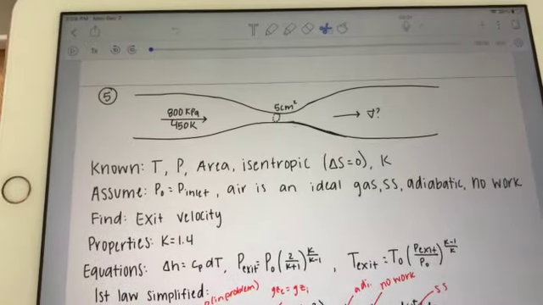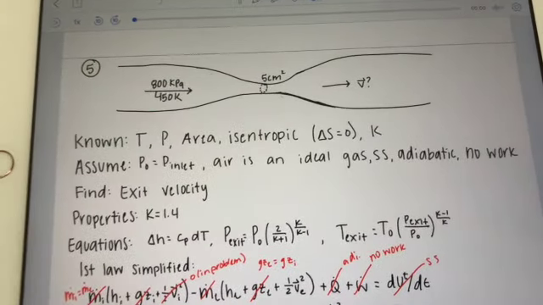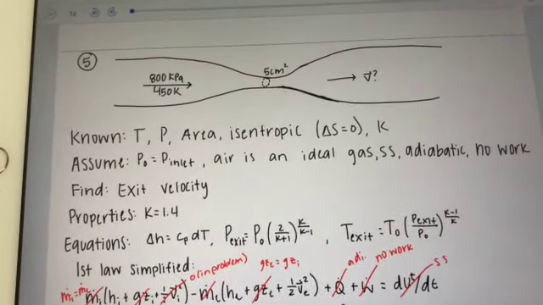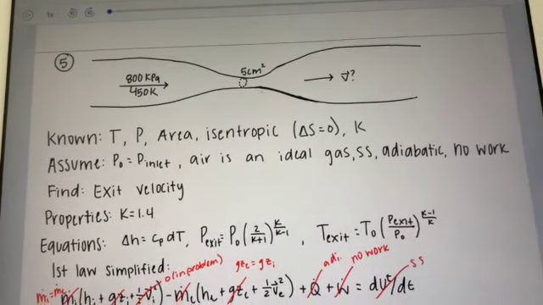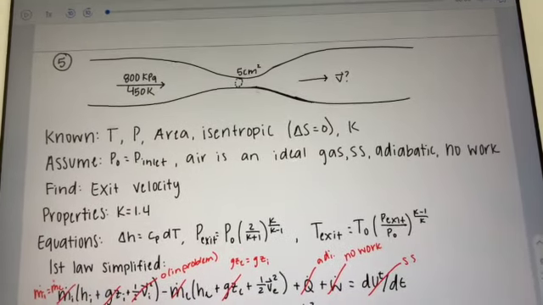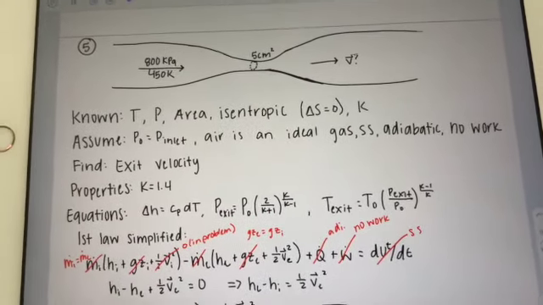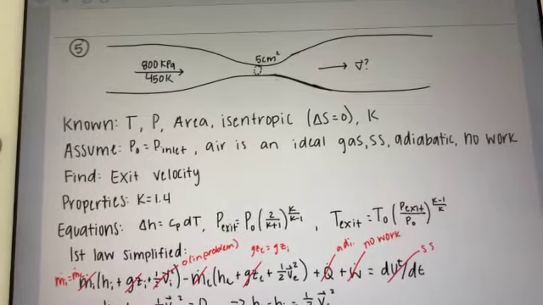So here's our problem. Our knowns are our temperature, our pressure, area, it's isentropic, and our K value. We're assuming that the pressure at the outlet equals the pressure at the inlet. The air is an ideal gas that's steady state, adiabatic, and no work. We want to find the exit velocity. And our property known is K equals 1.4.